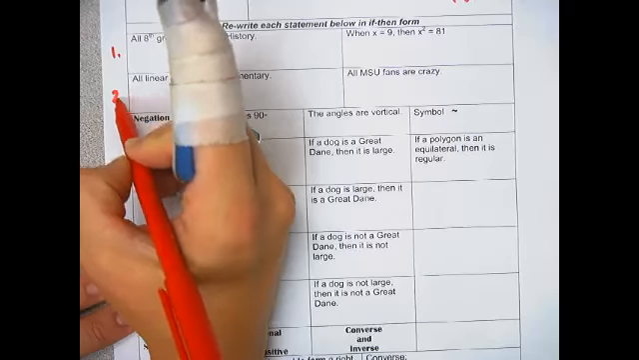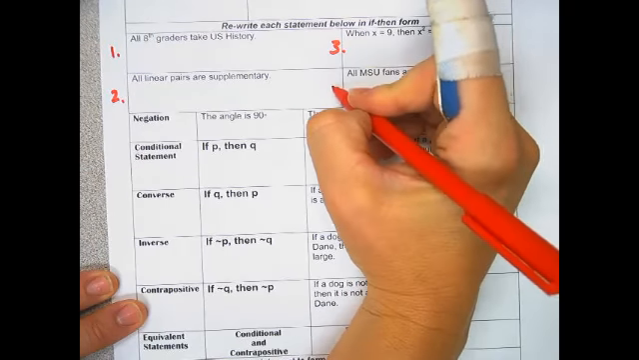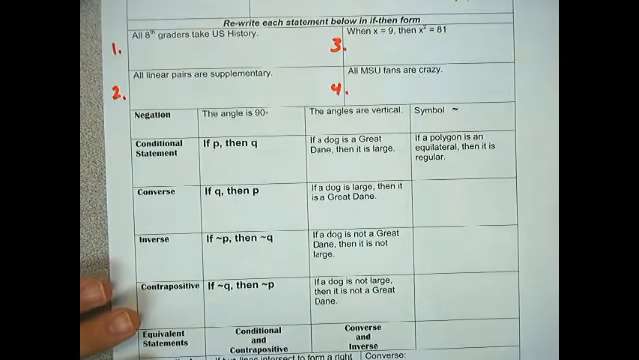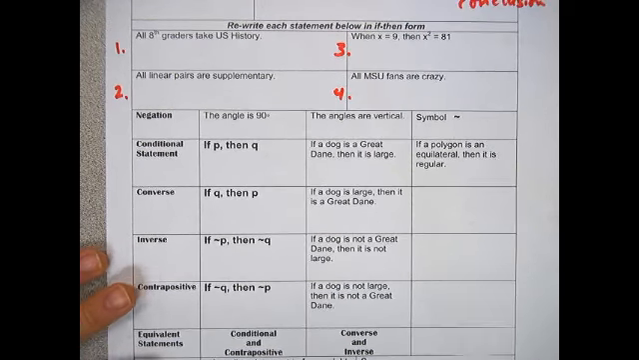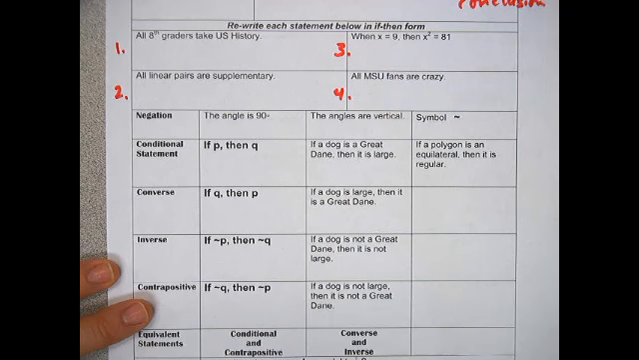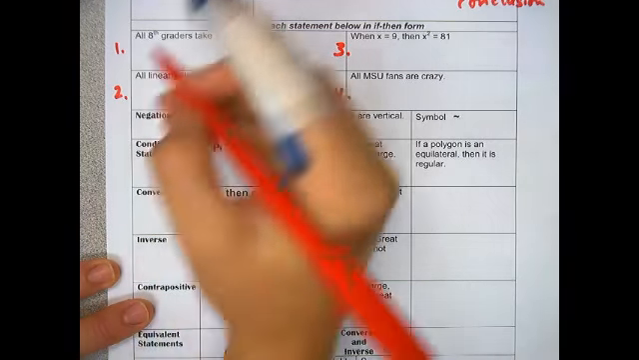So I'd like you right now, I've got 4 examples here. I'd like you to take a minute and try to put them into an if-then form. And you can pause the video to do that, and when you're finished, start it and we'll go through it and see how close you were. So go ahead and pause the video and try those 4.